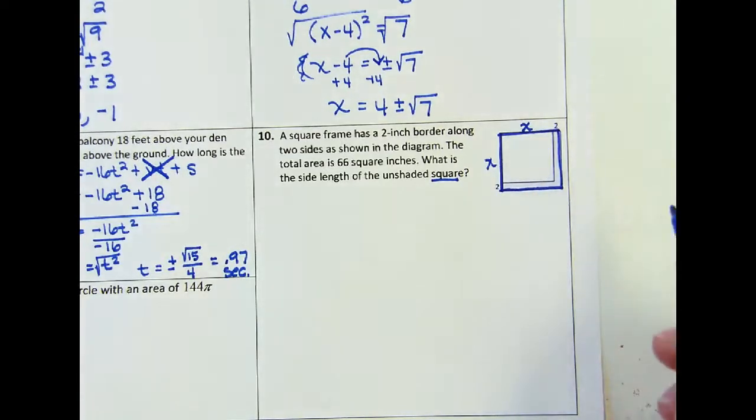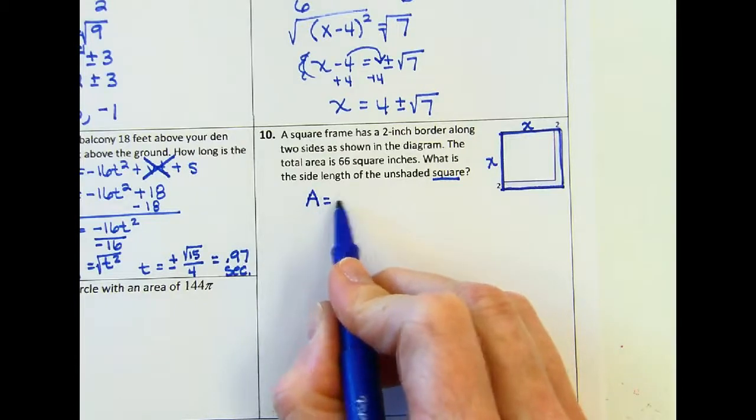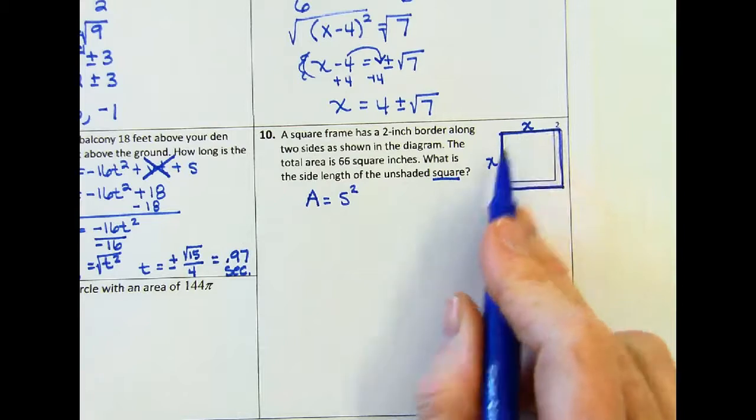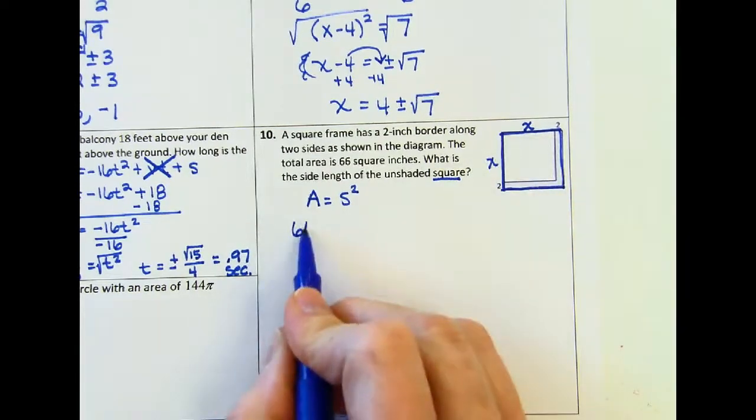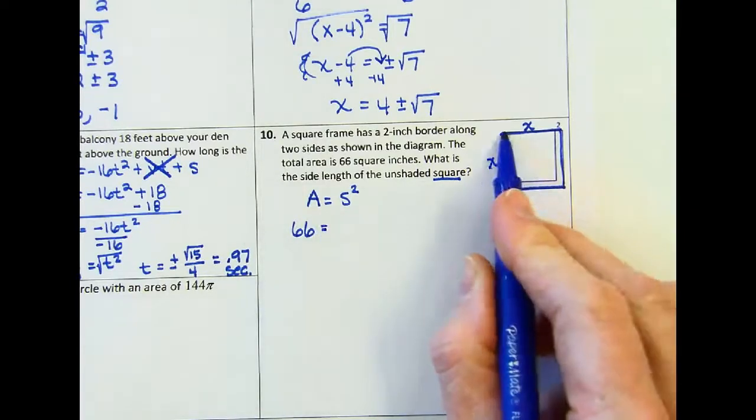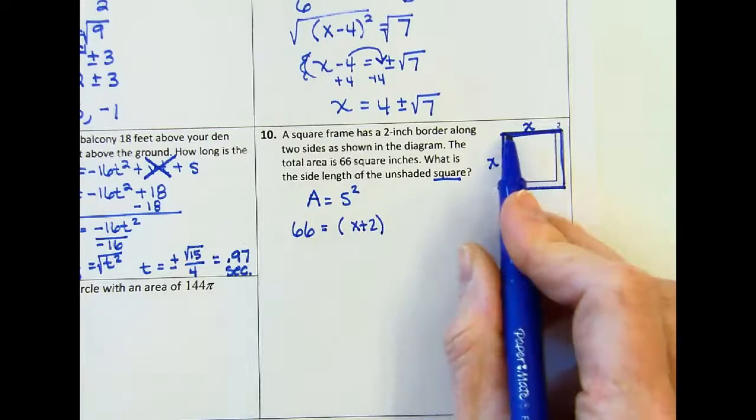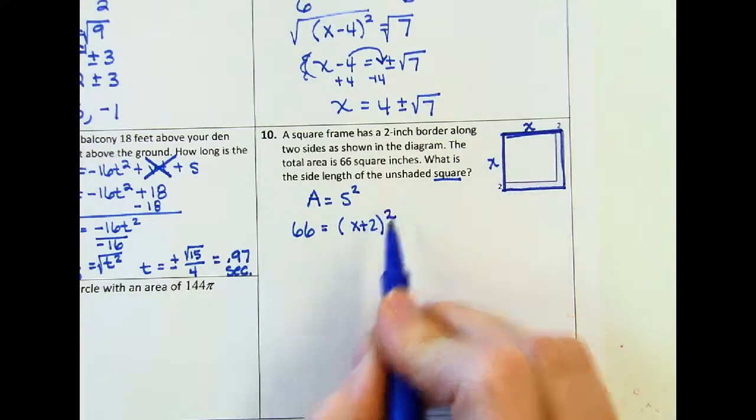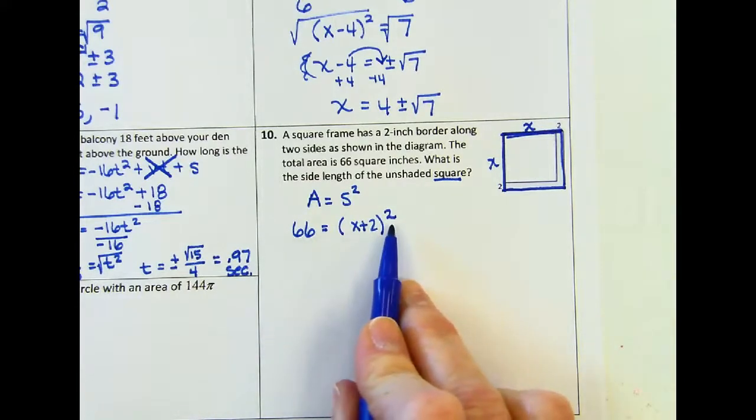So I know the area of a square is the same as length times width, but in our case, this is side times side. So the whole area is 66. The side of the square is x plus 2. The other side of the square is x plus 2. So this is actually 66 equals (x plus 2) squared.